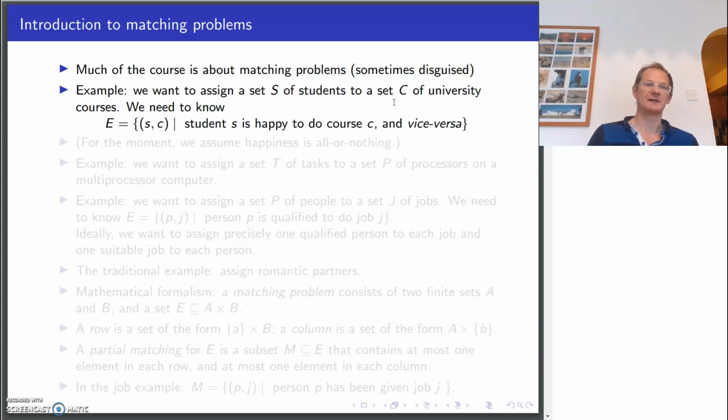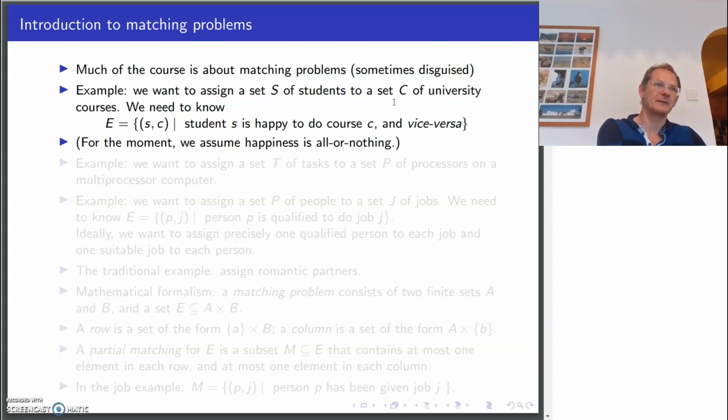Now we want to assign students to courses, so we want to pick a bunch of compatible pairs in a certain way. At the moment, notice I've just said student S is happy to do course C. Obviously, in practice, students have preferences. They're barely happy to do one course and really excited to do a different one. We're not going to take account of that in the theory we're building here. Of course, there are other theories which allow for a range of preferences, but in order to develop those theories, it's good to have done this basic case first, where it's all or nothing. Students and courses are either compatible or they aren't.